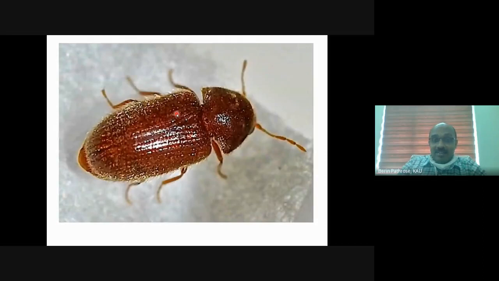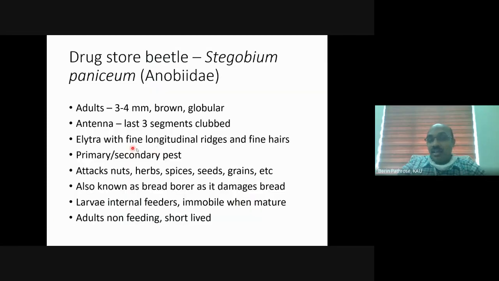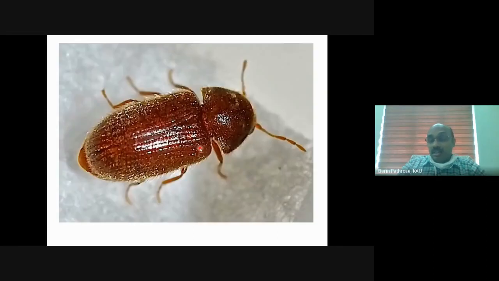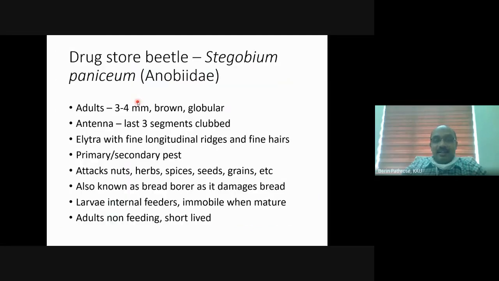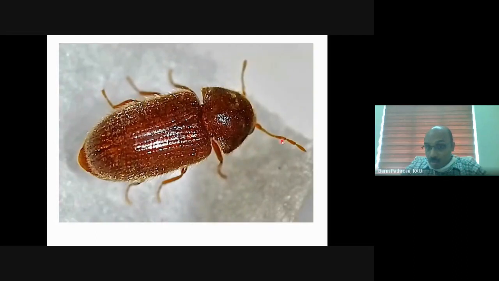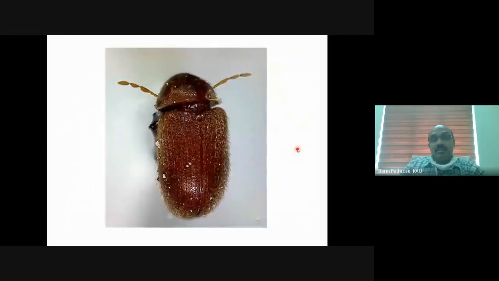And the difference is the antenna and that the elytra is not smooth. Elytra, you can see, has fine longitudinal ridges, as you have told. Elytra has fine longitudinal ridges and fine hairs are there. Both of them have very fine hairs. And in the antenna, the last three segments are clubbed, 1, 2, and 3. Here it is extremely clear. See the longitudinal serrations on the elytra.